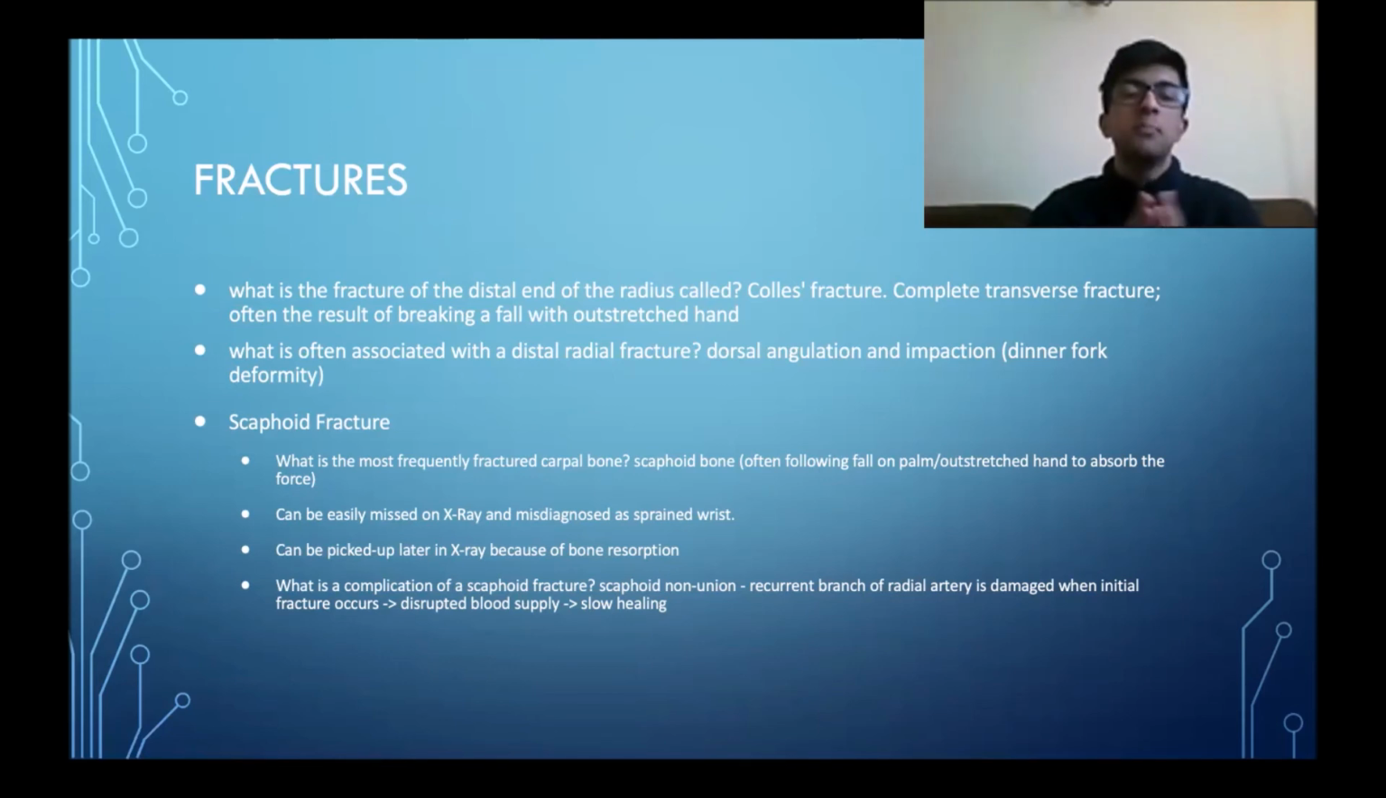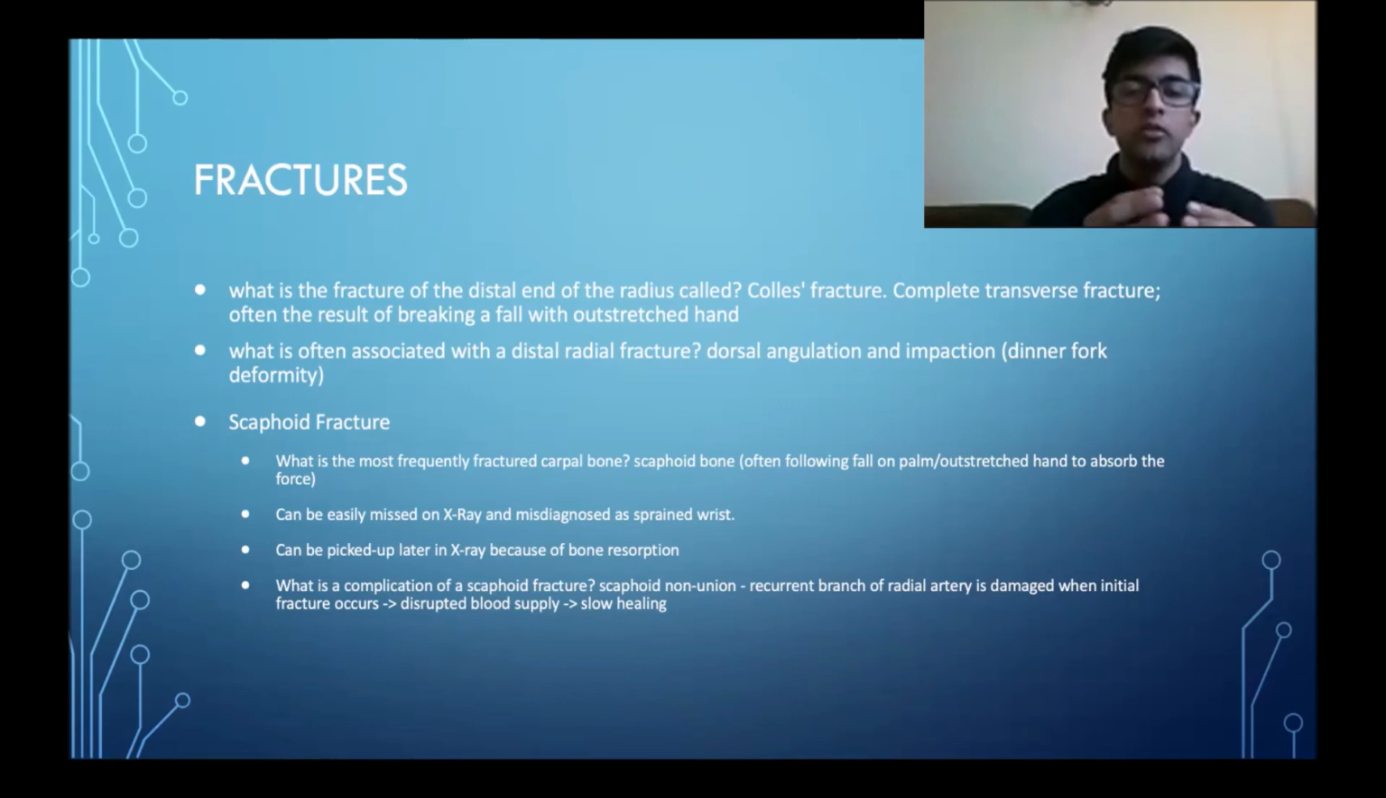Scaphoid fracture. This is the most important thing to remember, because it's a question that is coming up in every exam that we have. Okay. Scaphoid is the most common bone of the wrist bones that get fractured, and it's often following a fall on the outstretched hand, and it can be easily missed on the x-ray and misdiagnosed as a sprained wrist. So just be careful that you're aware of this, but it can be picked up later on x-ray because of bone resorption. And what is a complication of a scaphoid fracture?